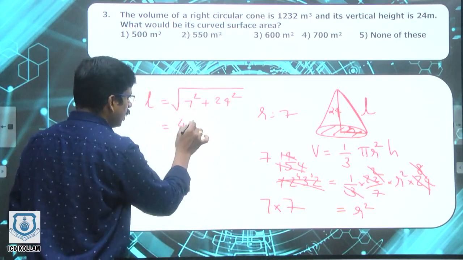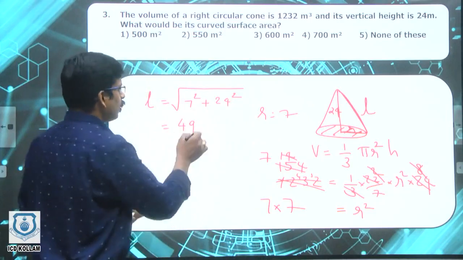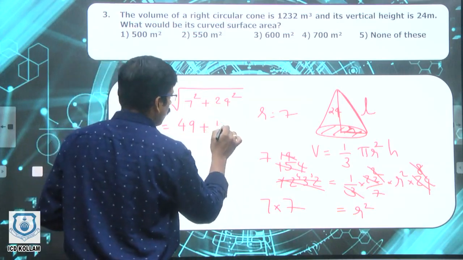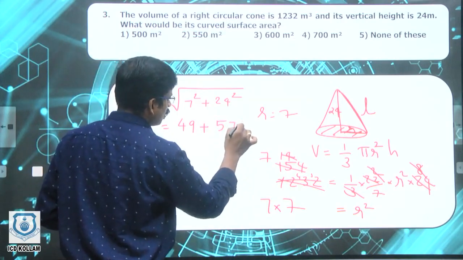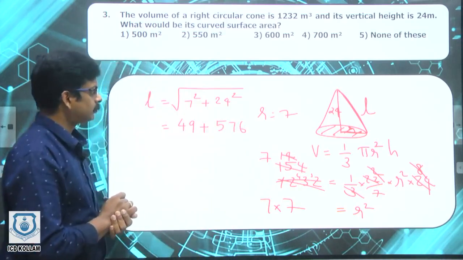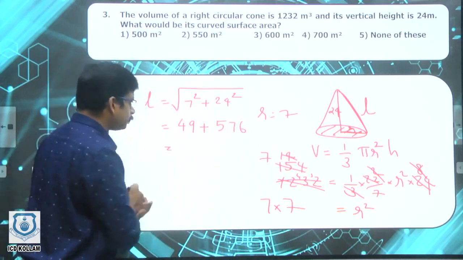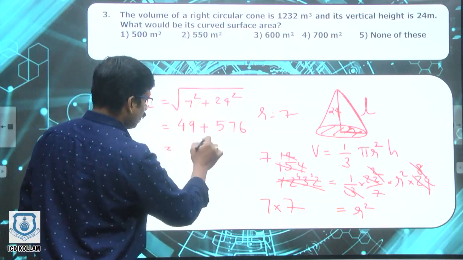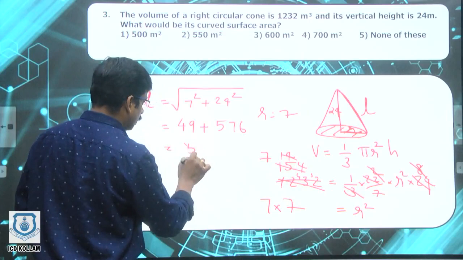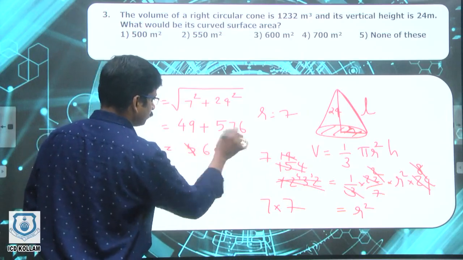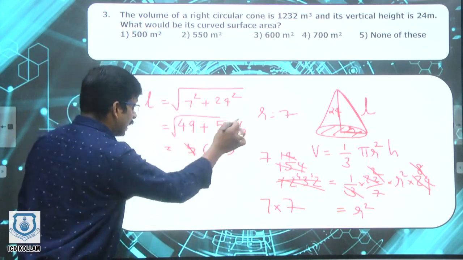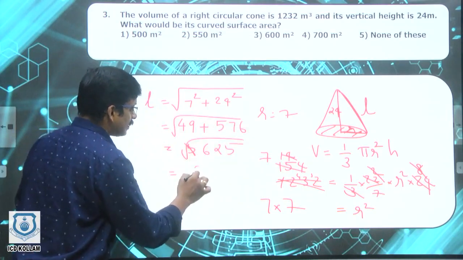7 square is 49, 24 square is 576. Now the sum gives you 625. Now you need to take the square root, so the answer is 25.